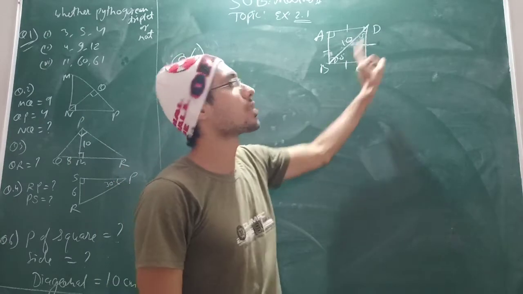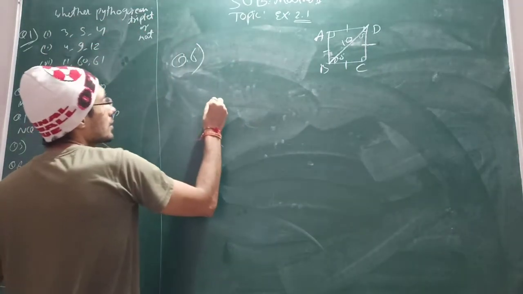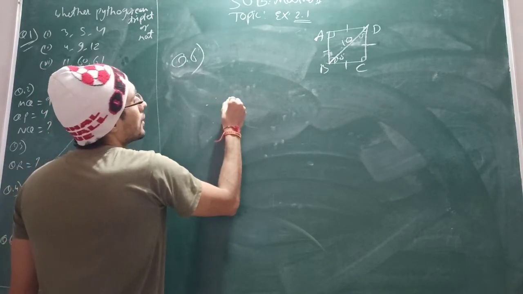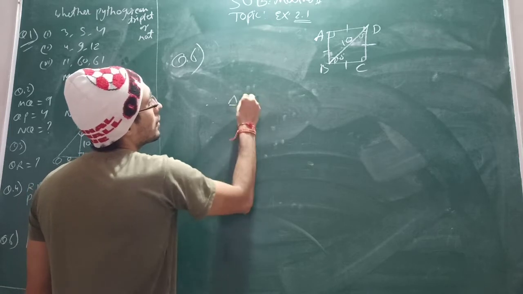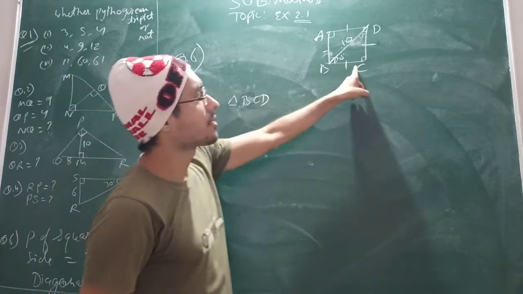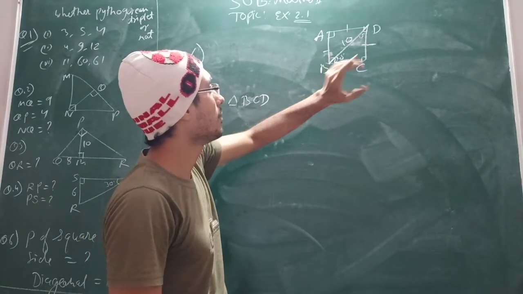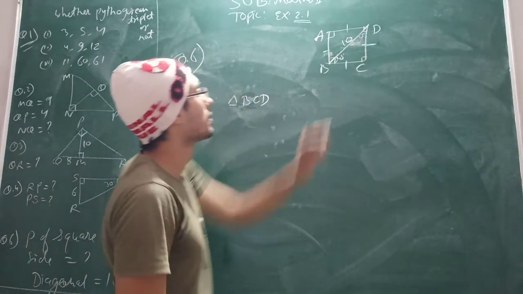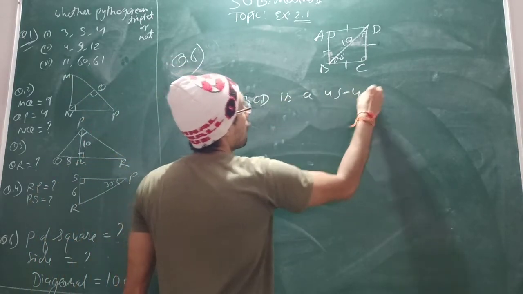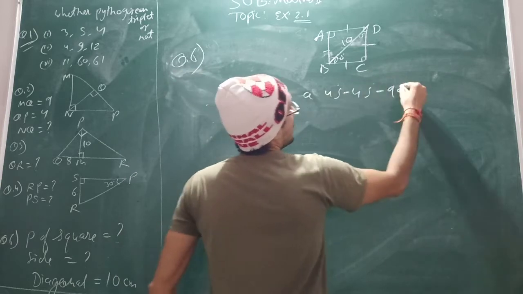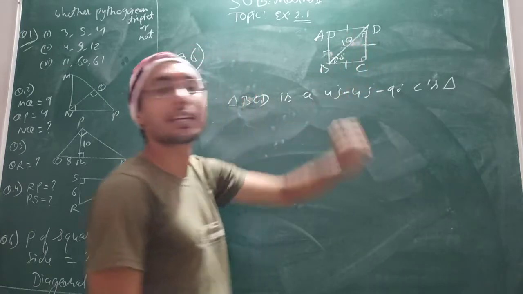That is, these two sides are equal. So any reason you can write. I'm going to take this triangle. You can take any triangle from this diagram. I'm going to take this one, the second one. Triangle BCD is a 45, 45, 90 degree angles triangle.